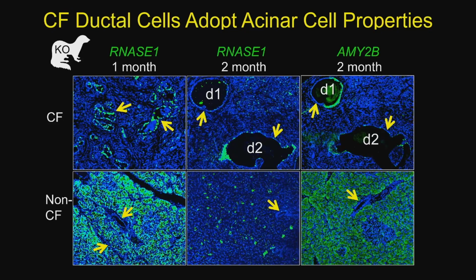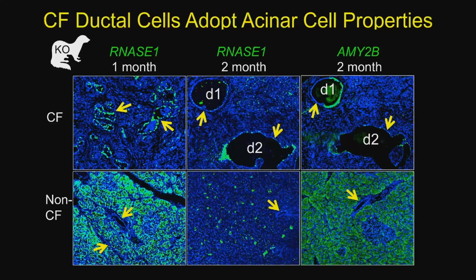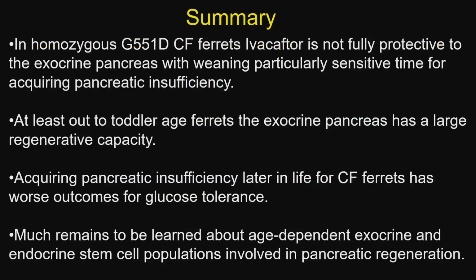And indeed, if one looks, this is RNA in situ hybridization of markers of acinar cells. This is RNase 1. You can see these ducts here in CF animals, this CFTR knockout, that are assuming this acinar identity. This is at 2 months, where it appears that this gene is expressed in central acinar cells more than likely, but one still sees this expression within the ducts. And amylase B, which is another acinar cell marker, is also expressed within the ducts.